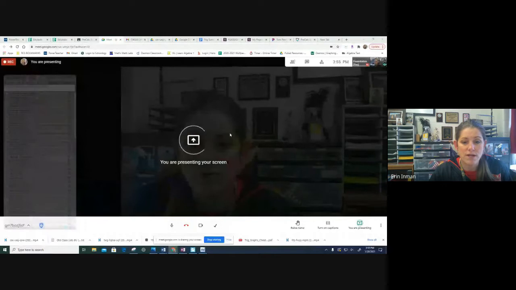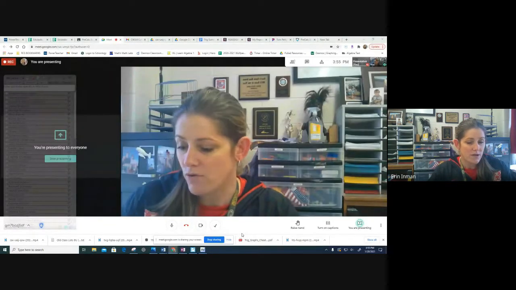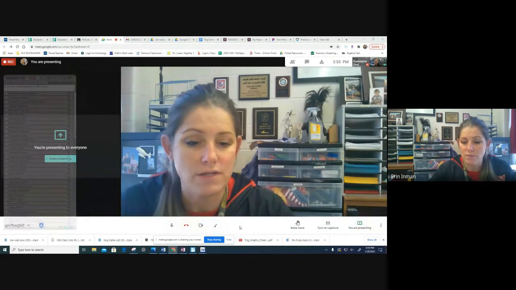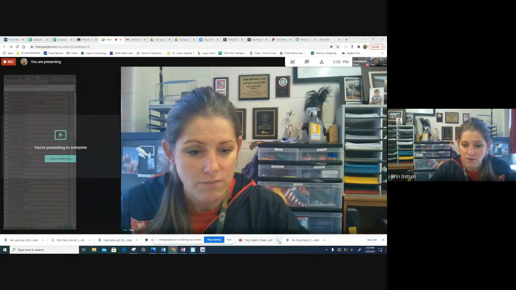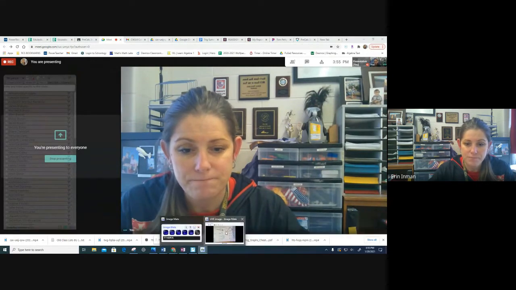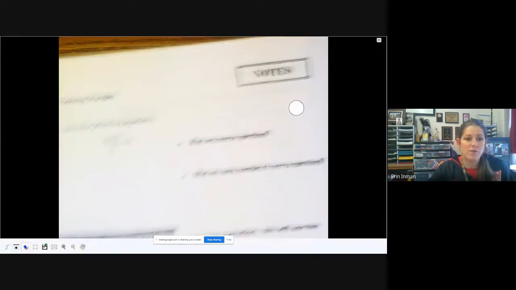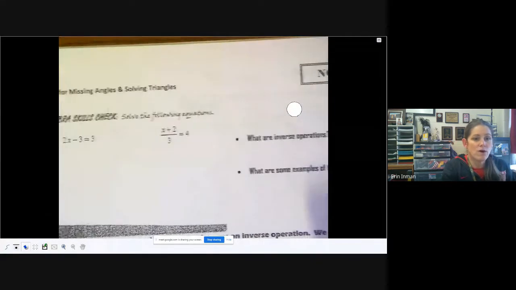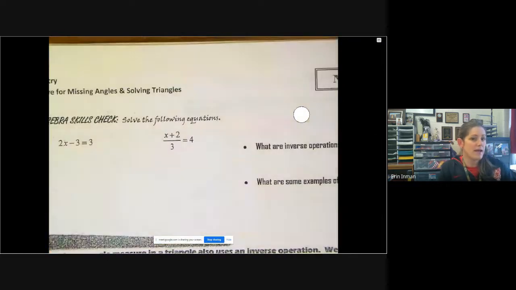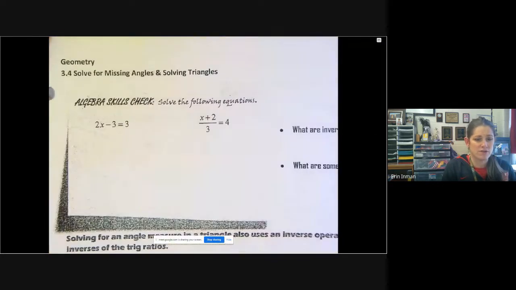If you don't have your notes packet to follow along with, you can really use just any piece of notebook paper. That's fine, but you're going to want to write down at least one or two of these examples. Okay, so go ahead and get this ready. All right, so we're talking about 3.4. We're going to talk about solving for missing angles and then solving for some triangles.